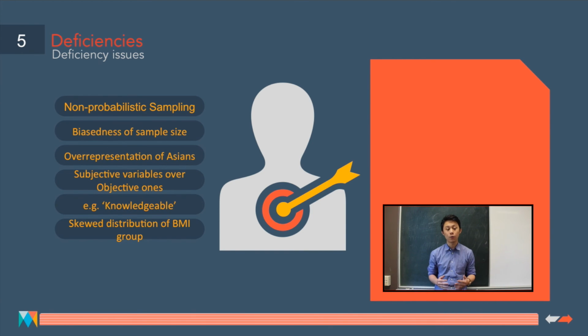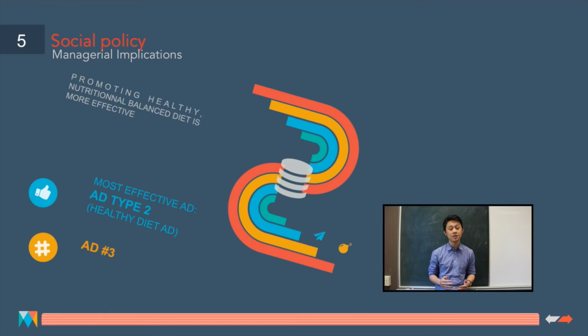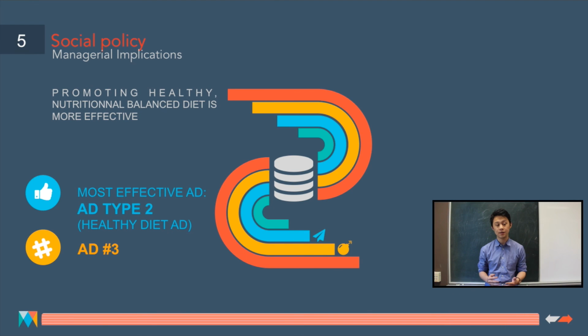The findings from our report have strong implications on social policy. It is clear that Ad3 was the most effective in every evaluative criterion. Type 2 ads were the most effective type. From a marketer's perspective, using Ad3 is better across all demographics and segments. Promoting a healthy diet is more effective than influencing and scaring people about obesity.